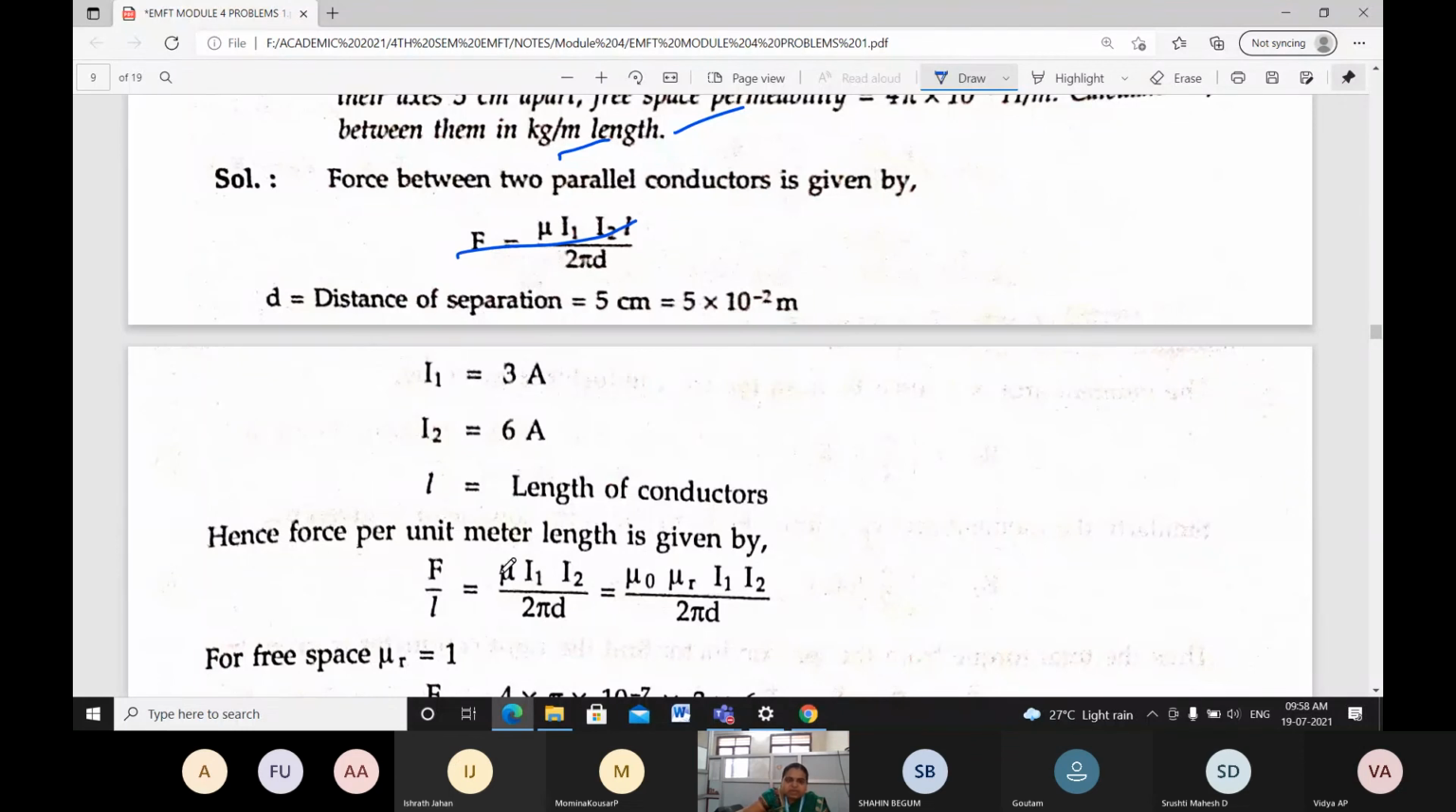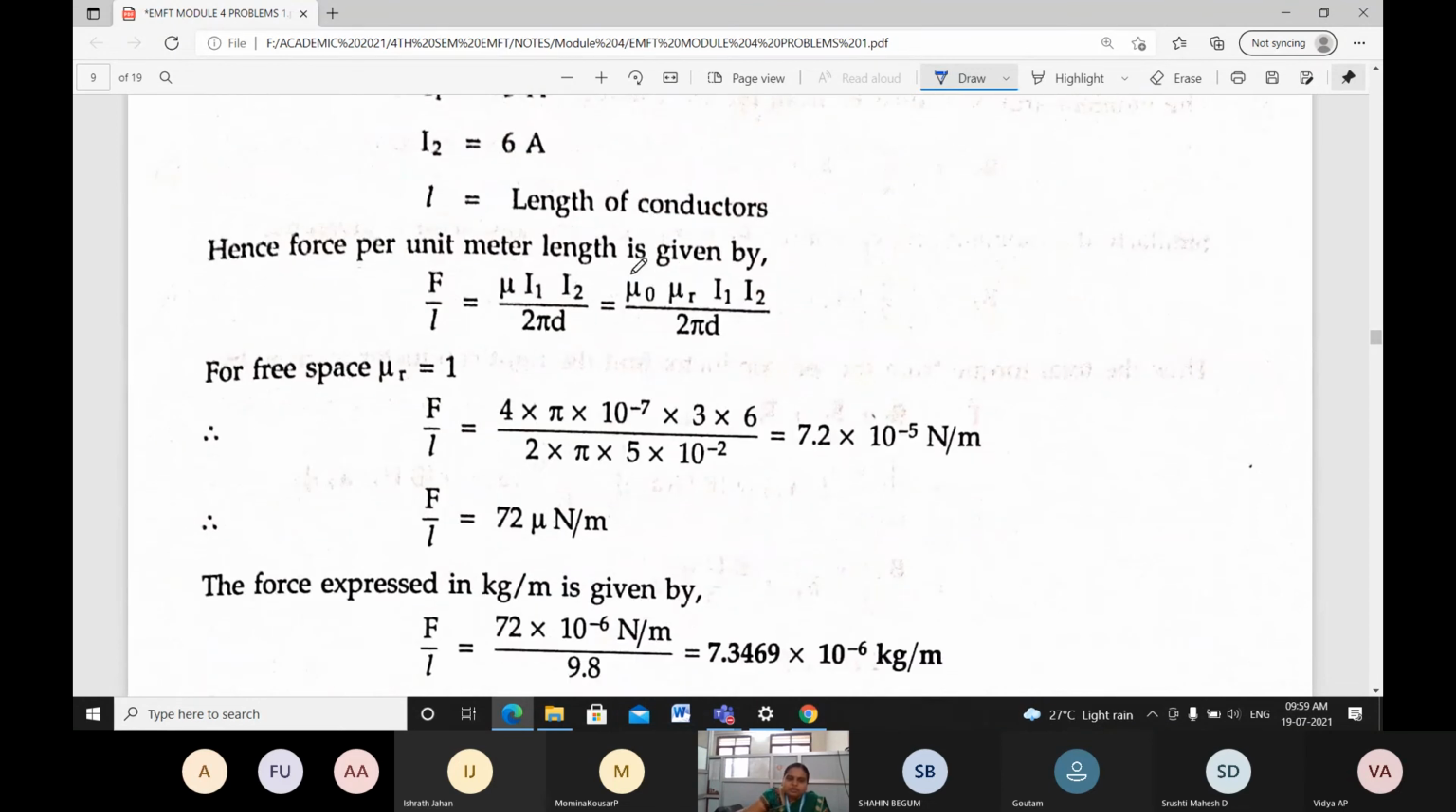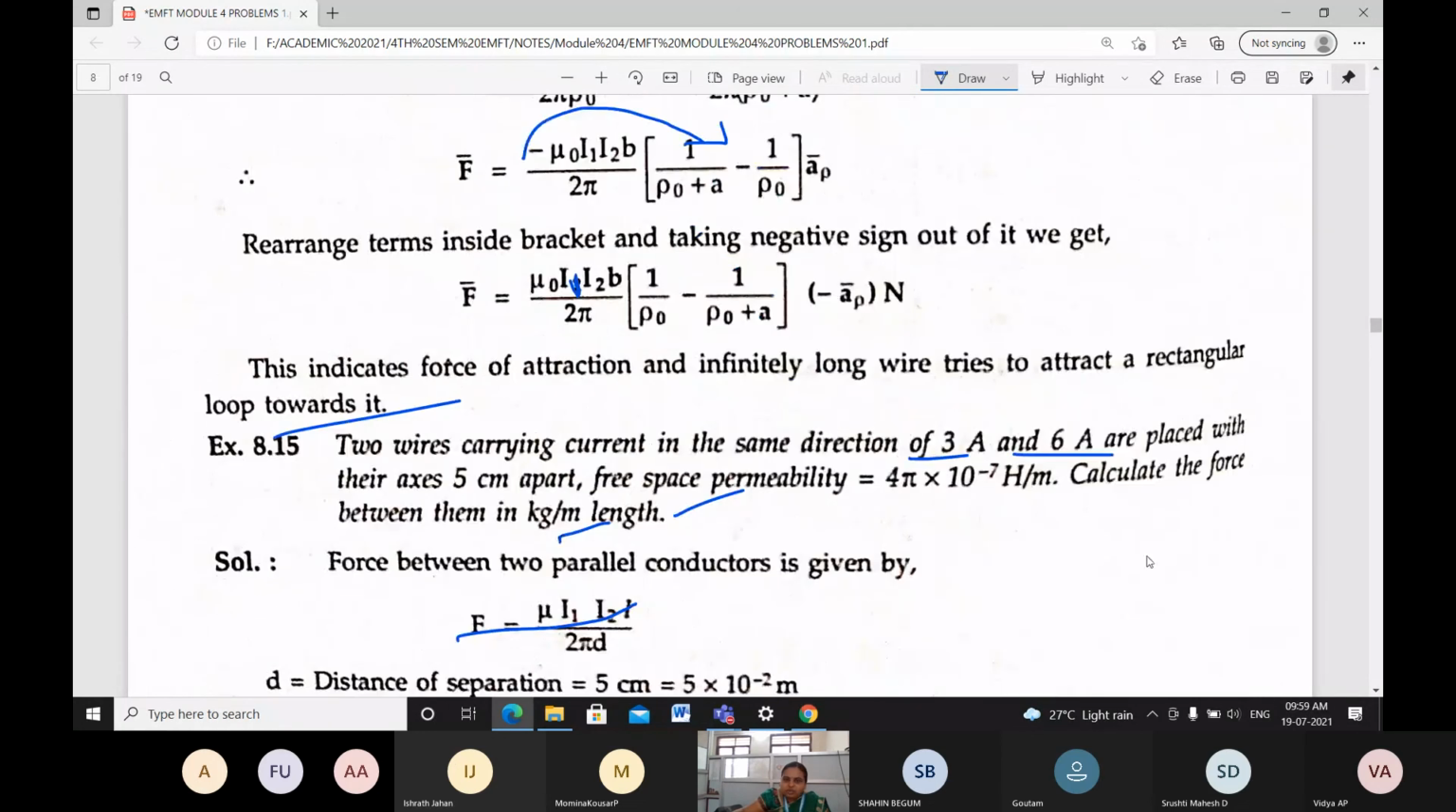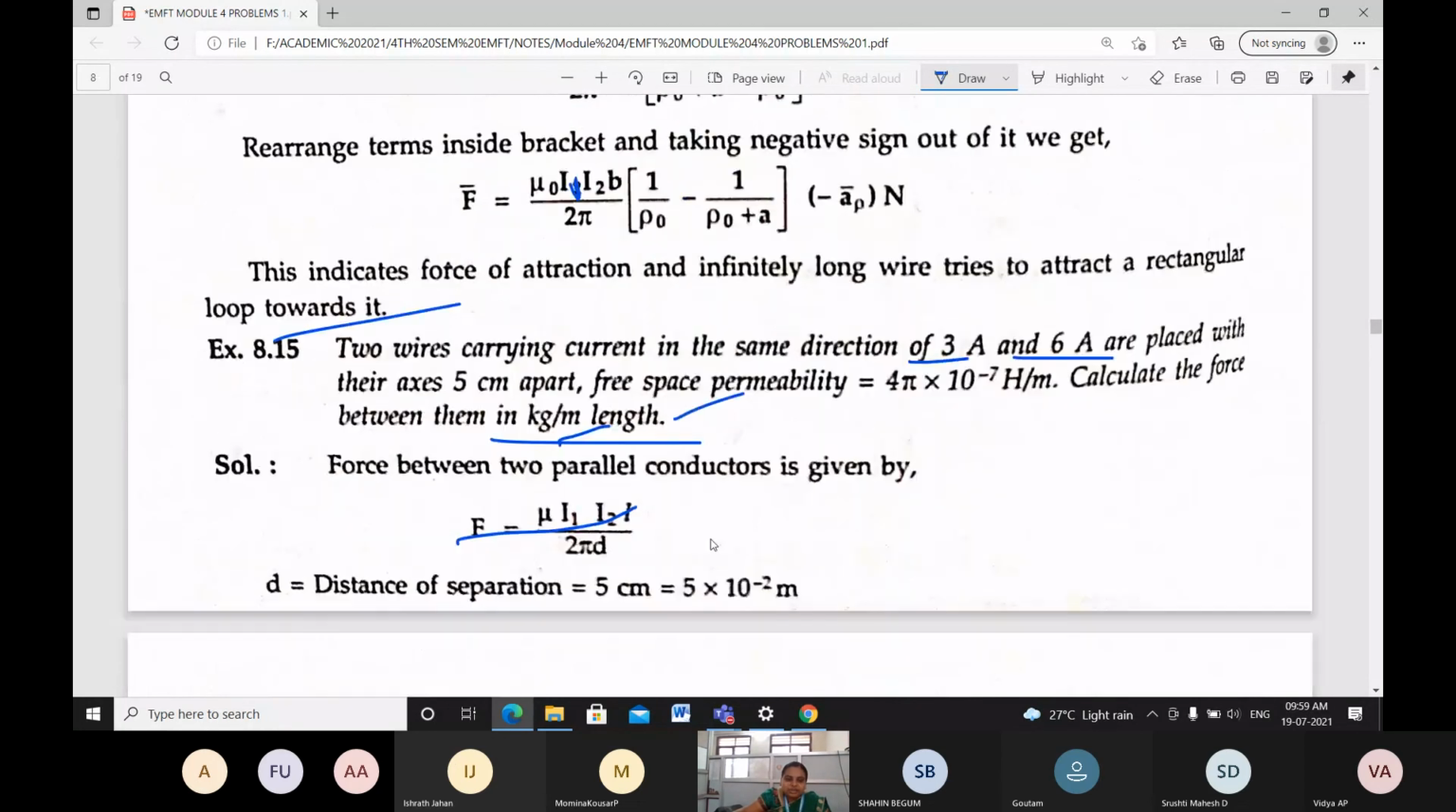F divided by L is going to be mu I1 I2 divided by 2 pi d. Then mu is mu naught mu r, where mu r is 1 for free space. Then you substitute for mu naught, I1, I2, 2 pi d, everything is given. Therefore, you get 7.2 into 10 raised to minus 5 newtons per meter. That I can write as 72 micronewtons per meter. But what is the question asked? The force should be in terms of kg per meter.